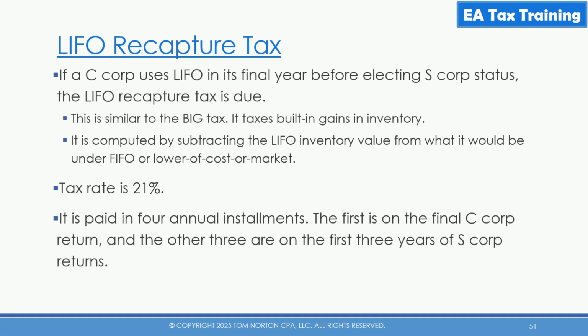In this case, though, you do not have to pay it all in the first year. You can pay it in 4 annual installments. The first installment is on the C Corp's final return, and then the other 3 installments are on the S Corp returns. With the big tax, you pay the tax in whatever year the asset was sold, or for accounts receivable, in the year that those receivables were collected. But with the LIFO recapture tax, you can spread it out over those 4 years.